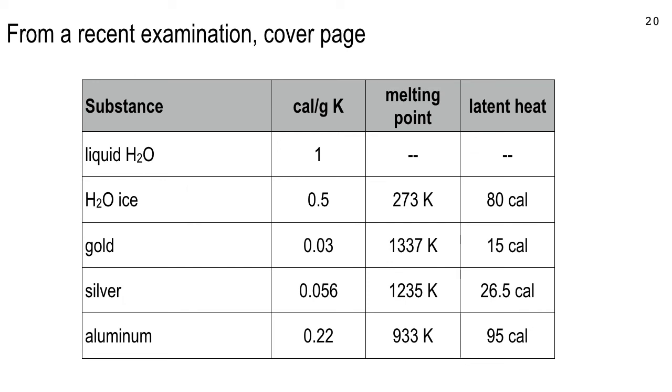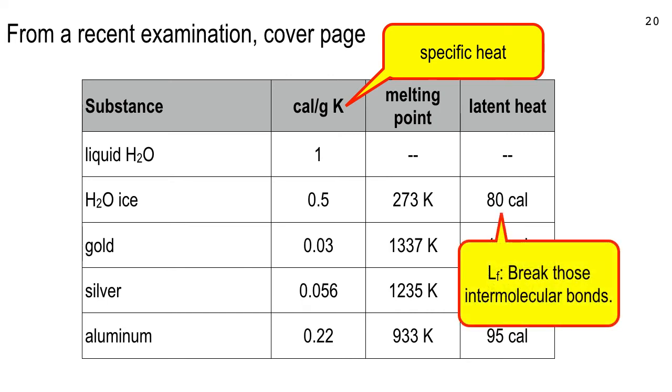All right. Anyway, so this table is from a recent exam. I've got specific heat on there, some melting points, and over here, latent heat of fusion, L subscript F. That's where we break the intermolecular bonds. So we break apart the crystalline bonds, Sidora, to get liquid bonding, a flowable liquid.